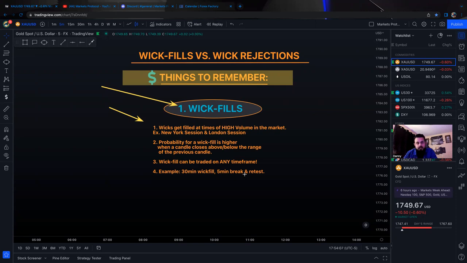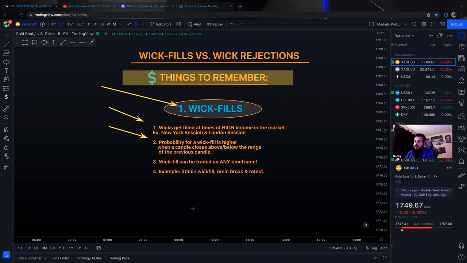Now it could be trading New York session, it could also be trading in London session. Both sessions have high volume. 99% of the time you will see good volume in these sessions. If London session does not have any good volume, then going into New York session you will see good volume. Okay, so that's one idea.